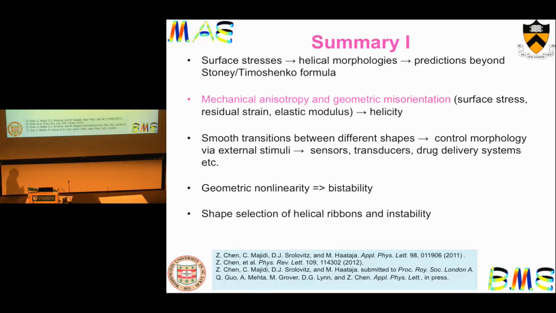So to sum up for the first part, we found that surface stresses can induce helical morphologies, and we proposed a theoretical model that gives predictions beyond the Stoney or Timoshenko formula. And we showed that mechanical anisotropy and geometric misorientation together can induce helicity. And the sources of mechanical anisotropy can come from anisotropy in surface stresses, residual strains, or elastic modulus. And we show that smooth transitions between these different shapes can occur when we tune the parameters, and that if we have control over the morphology via external stimuli, that would give us ways of designing sensors, transducers, or drug delivery systems. And we also show that geometric nonlinearity can result in bistability. And putting these together, we give the principles of shape selection in helical ribbons and associated instability.